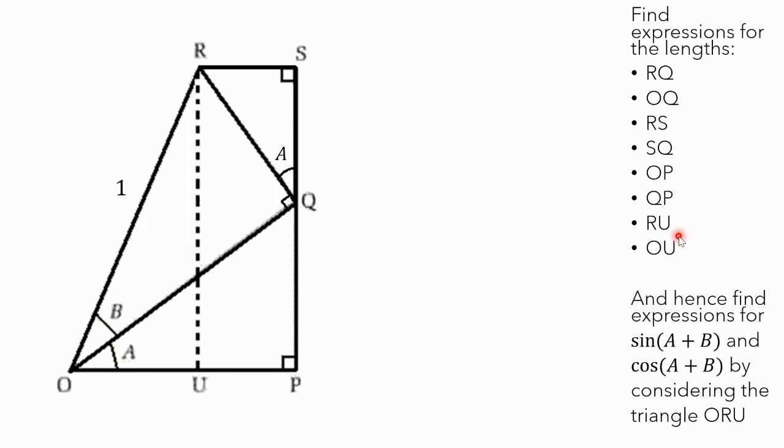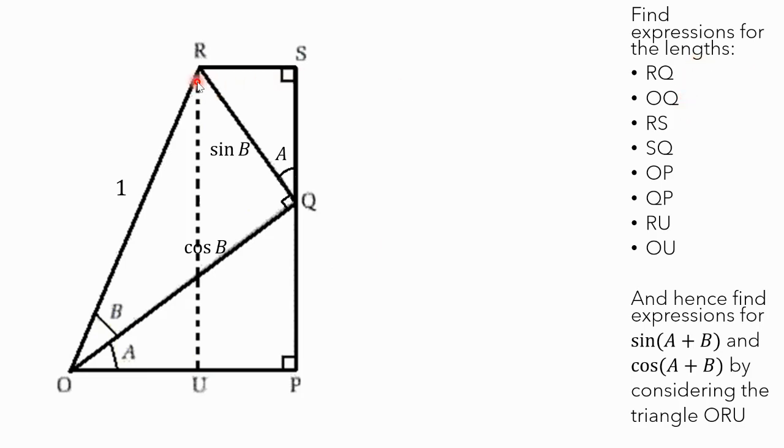Okay then, so finding these lengths, starting off with RQ, we got this right angle triangle here. So as this side is the opposite to the angle B, it's going to be sine of the angle times the hypotenuse 1. So it's just going to be sine B. Similarly, OQ is going to be quite easy as well. It's going to be the cosine though, because it's the adjacent this time. Cosine of the angle times the hypotenuse, cos B.